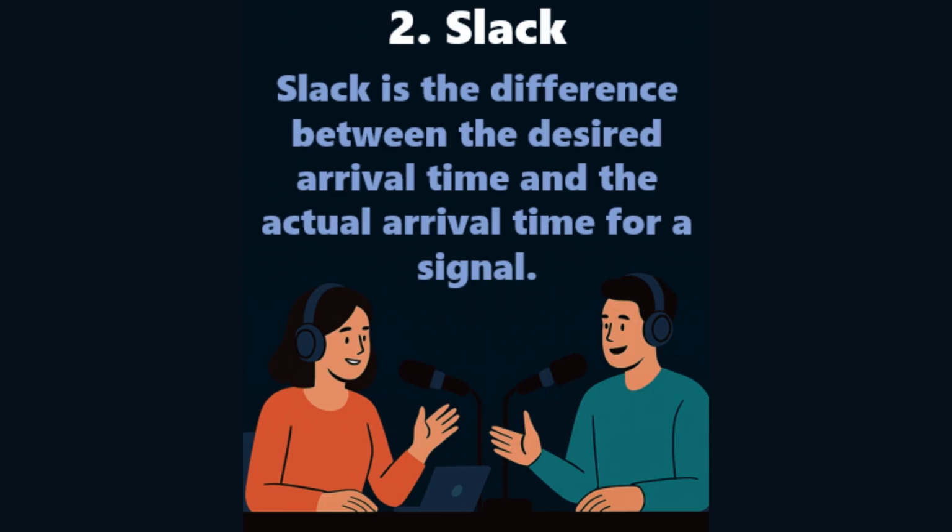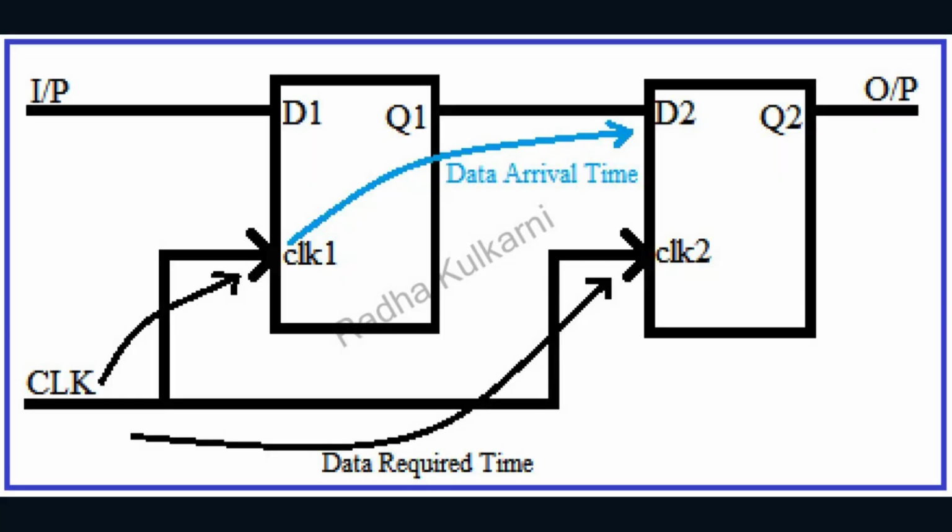Slack is precisely that measure. It's the difference, the margin, between when a signal needs to arrive at its deadline and when it actually arrives at some point inside the chip. Think of it as the timing buffer. Do you have extra time, or are you running late? It's the safety margin for the data signal's timing. Okay, safety margin. So back to our flip-flops A and B. How does slack apply to that data moving between them?